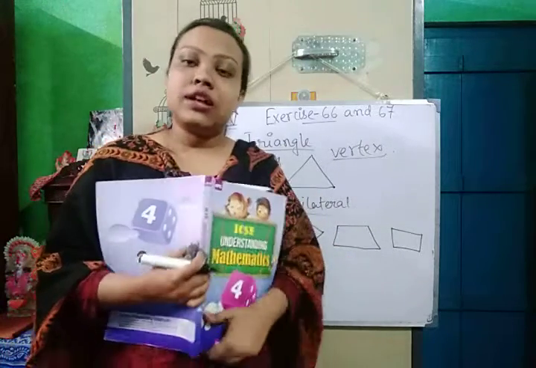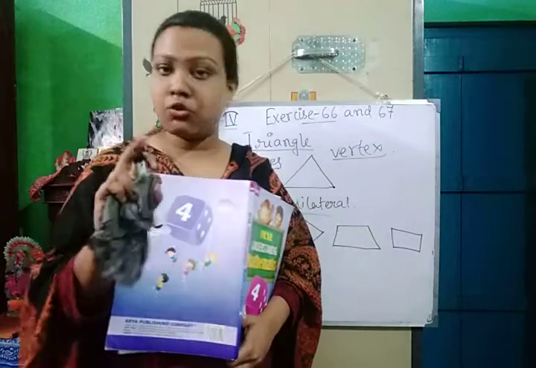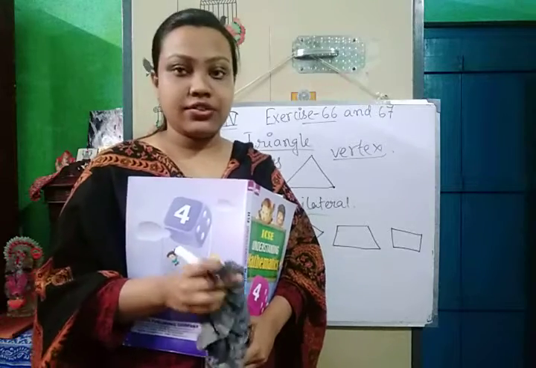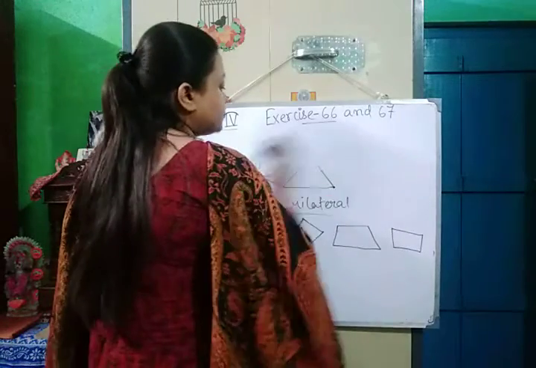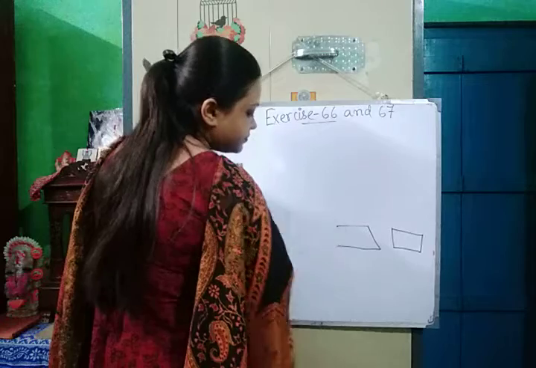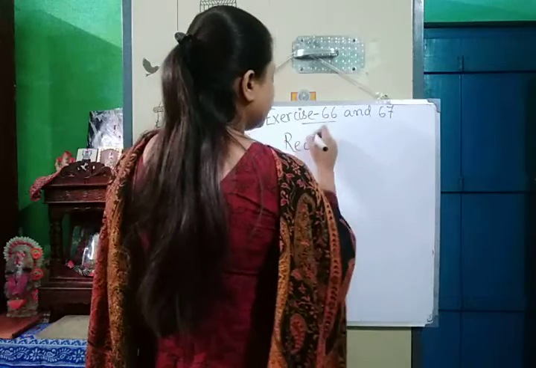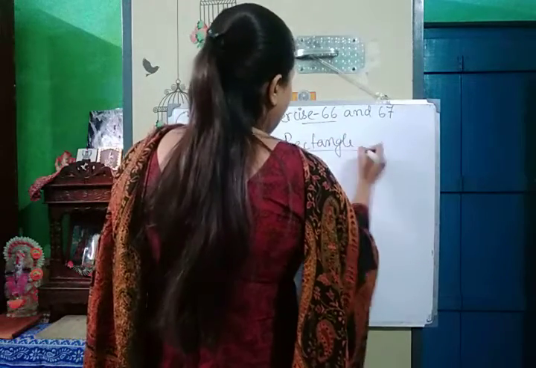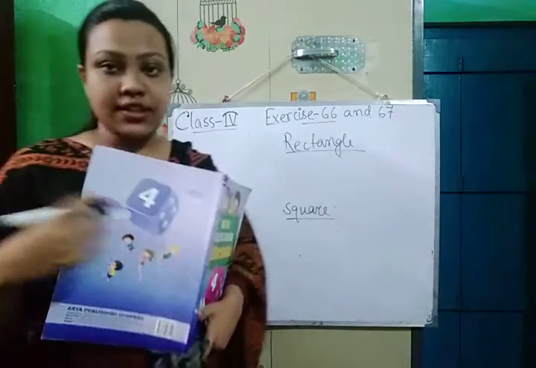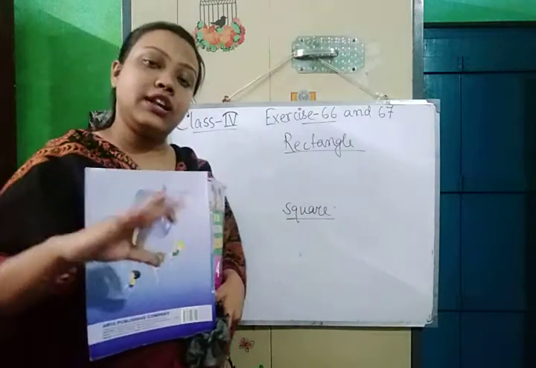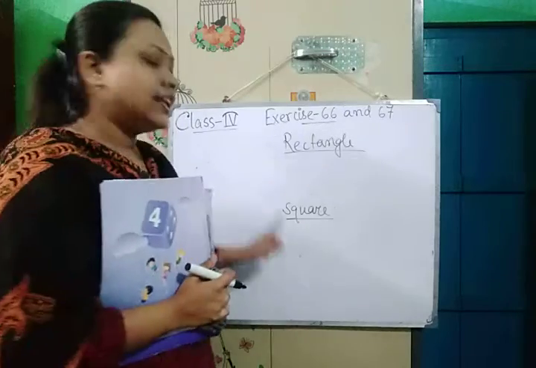Now we will learn types of quadrilaterals. Means 4 sides. If a polygon is having 4 line segments, then it is called a quadrilateral. But there are types of quadrilateral. What are those types? First one is a rectangle. You all know that. And the second one is a square. Another types are there which you will learn in the higher classes. But in this class you will learn rectangle and square only.